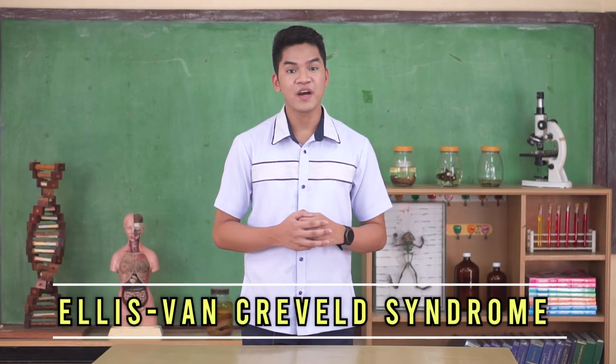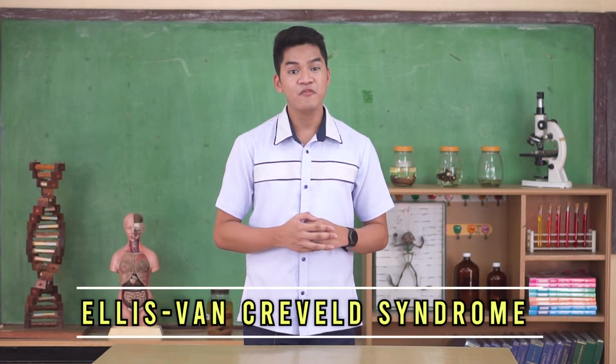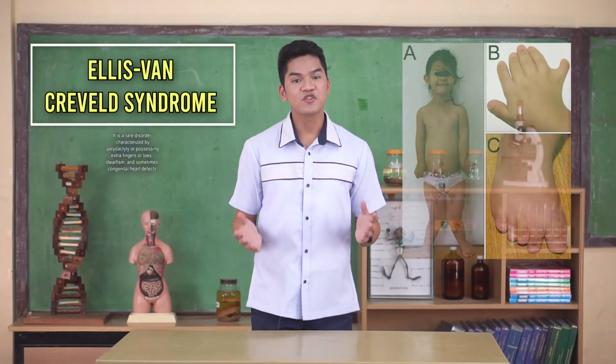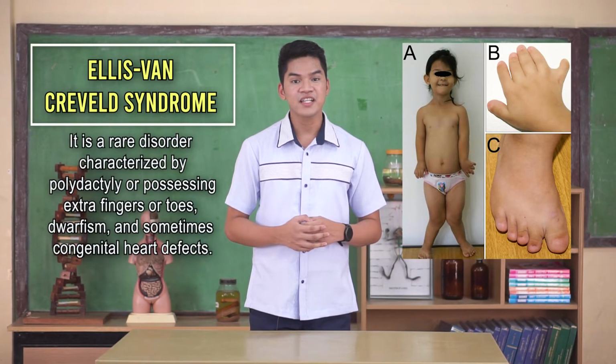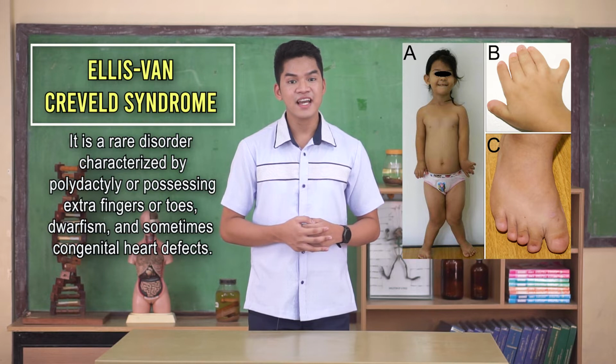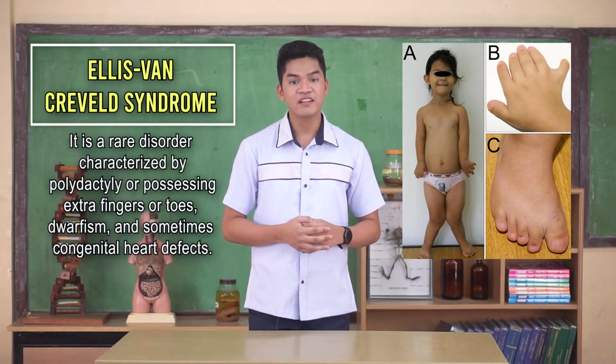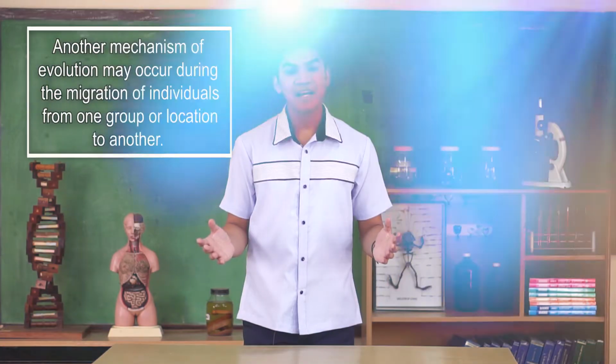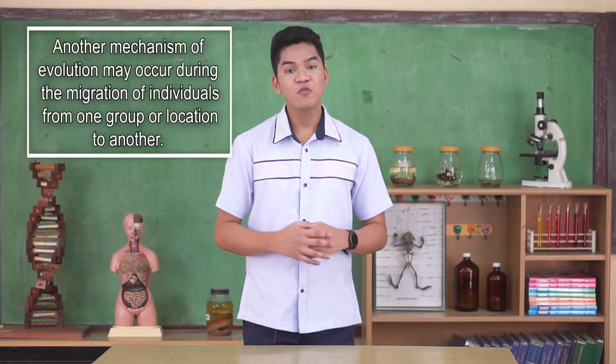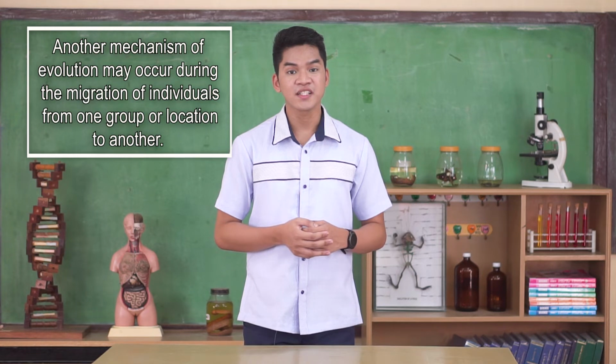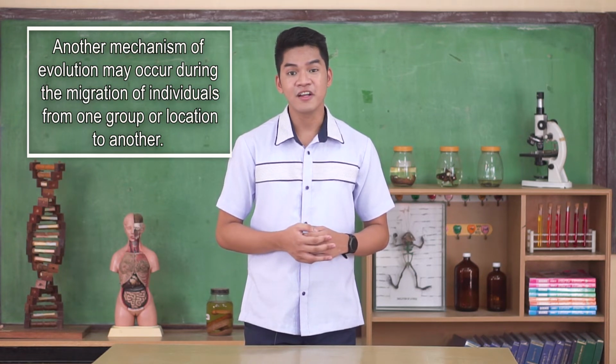Due to the founder effect, a condition known as Ellis-Van Creveld syndrome is much more prevalent among the Amish. This syndrome is a rare disorder characterized by polydactyly, or possessing extra fingers or toes, dwarfism, and sometimes congenital heart defects.